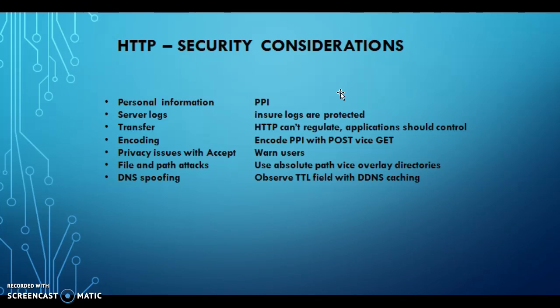And for file and path attacks, the recommendation is to use an absolute path over relative directories. For example, dot or dot dot would be an example of an overlay directory in an Ubuntu environment. And DNS spoofing, basically observe the time to live field, with, typo, that should be DNS caching.